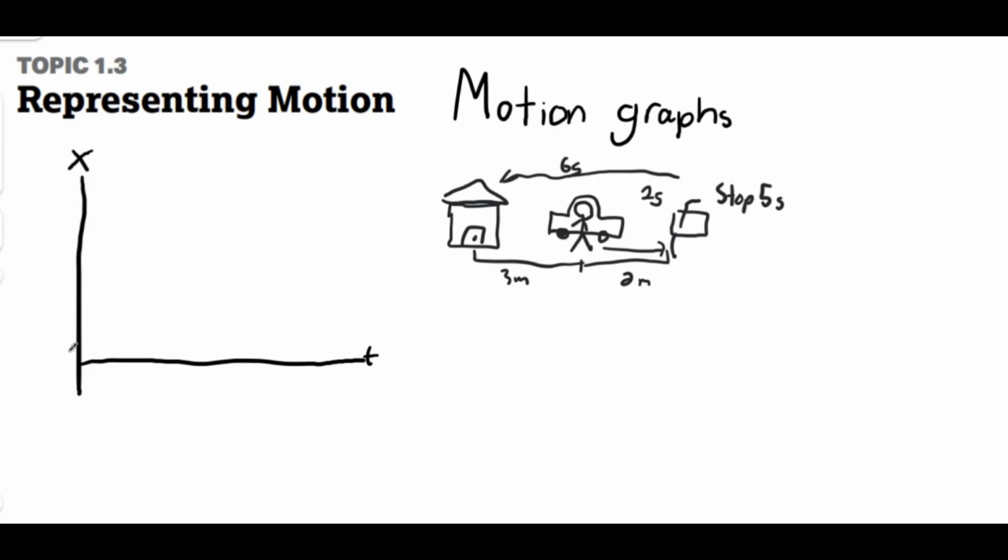So this origin point 0, 0 is going to represent if we were at the origin, which is a position of 0, which we're going to define to be the house when the time starts. So where are we when the time starts? We're at our car, which is 3 meters away from the house. So we're going to be about 3 meters up here. Then, in 2 seconds, we're going to be an additional 2 meters away from the house. So we're going to get a position of 5 meters after 2 seconds.